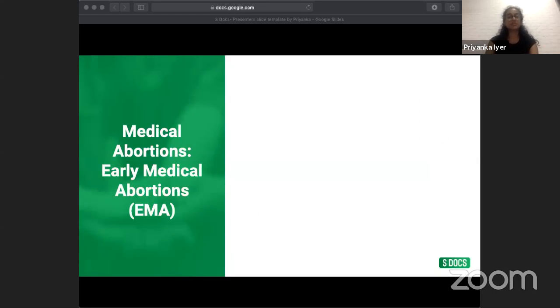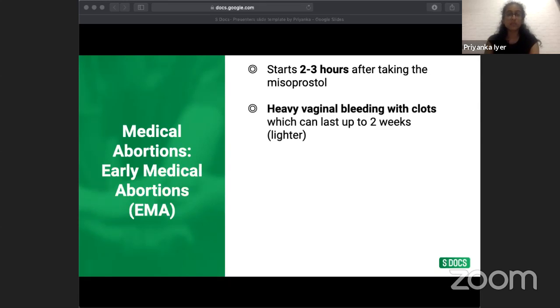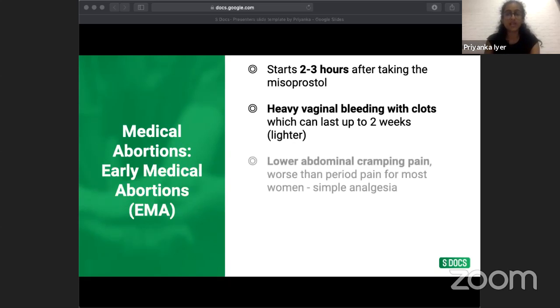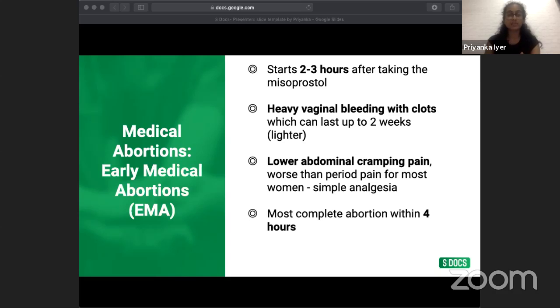So with an early medical abortion, which is when abortions are carried out under 10 weeks, the abortion starts 2 to 3 hours after taking the misoprostol. Women experience vaginal bleeding, which is heavy with clots, and this bleeding can last up to 2 weeks, but the bleeding that follows is usually much lighter. They also experience lower abdominal cramping pain, which can be worse than period pain for most women. However, simple analgesia can be very effective for this pain. And lastly, most women complete their abortion within 4 hours, with almost all completing it in 24 hours.